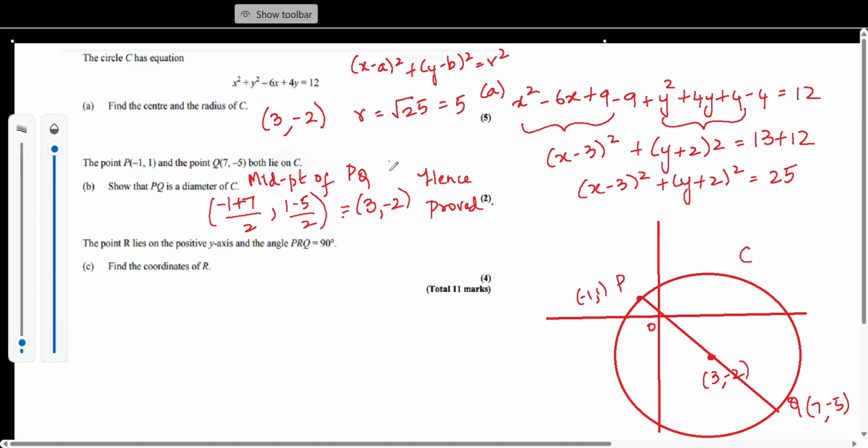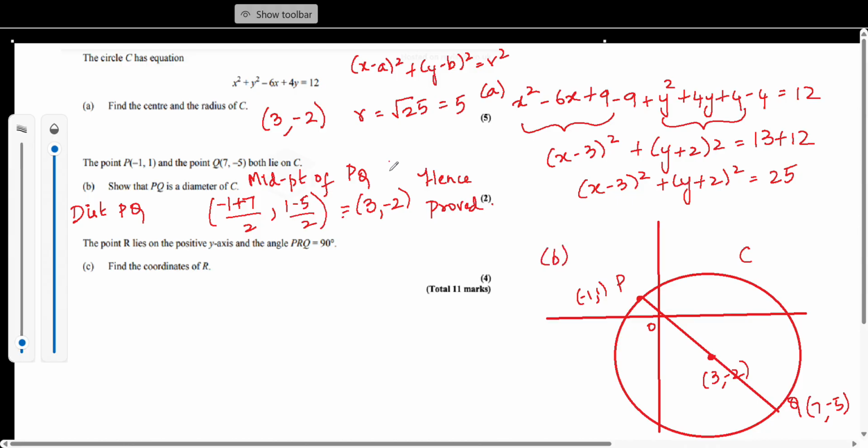Another way would be to find the distance of PQ using the distance formula. When you do that, you will get it to be double that of the radius. We know that diameter is twice the radius. So since the radius was 5, when you find the distance between P and Q, you should be getting 10. That will prove that PQ is indeed the diameter. So two ways to prove. Whichever occurs to you first, you may go with that. Both are fine.